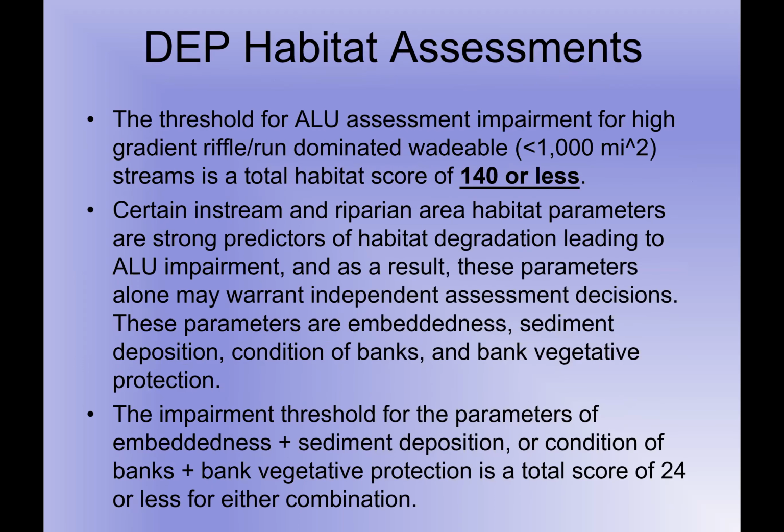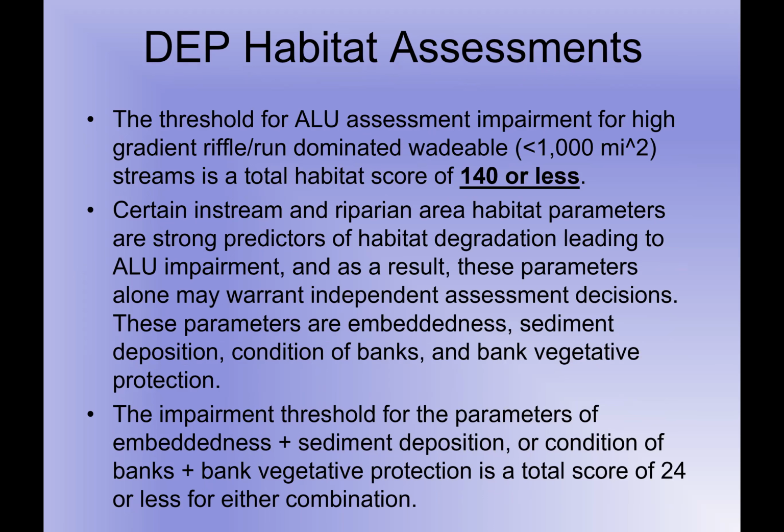So the threshold we're really looking for in this habitat assessment is a score of 140. Anything above that means we have pretty good water quality. If we're below that, we probably have some issues and might not be the best stream. Certain in-stream and riparian area habitat parameters are strong predictors, and we'll talk about those.